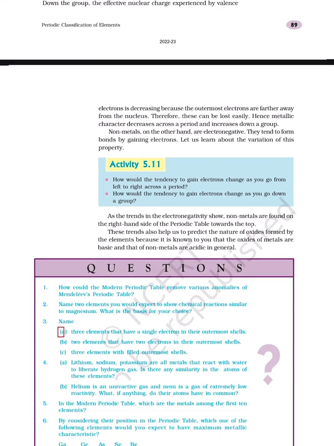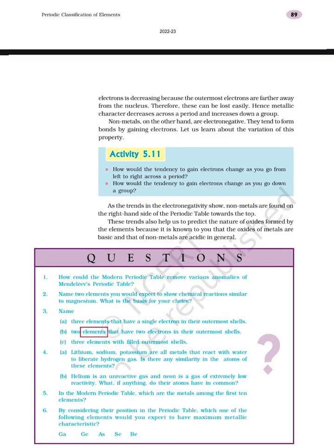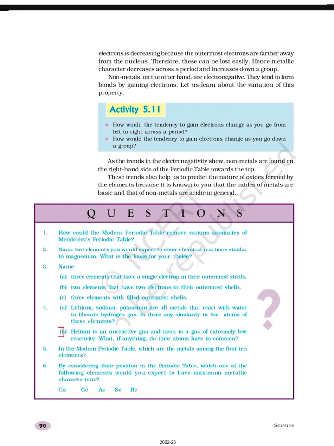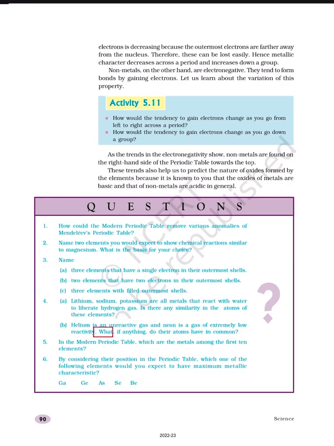3. Name a. Three elements that have a single electron in their outermost shells. b. Two elements that have two electrons in their outermost shells. c. Three elements with filled outermost shells. 4. a. Helium is an unreactive gas and neon is a gas of extremely low reactivity. What, if anything, do their atoms have in common?